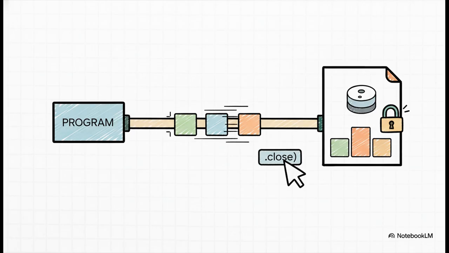Now, when you're writing, this step is even more critical. See, sometimes your program holds data in a temporary buffer before writing it to the disk. Calling .close forces everything in that buffer to be written out for good. If you forget this, you could end up with a file that's empty or missing the last few things you tried to save. So don't skip it.